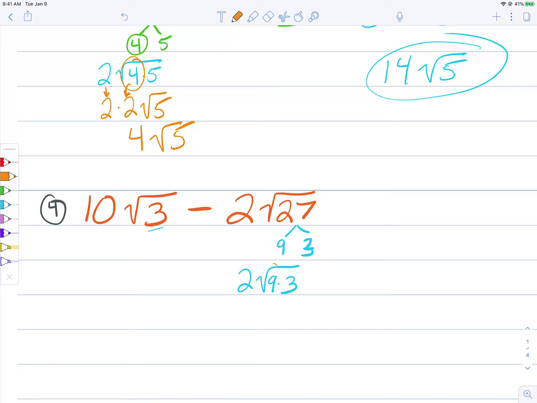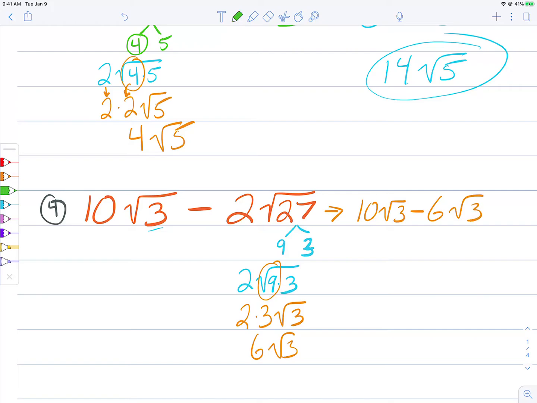I can simplify the square root of 9. So that is 3. And I still have a root 3 with a 2 in front. If I combine those, I get 6 root 3. So now my problem says 10 root 3 minus 6 root 3. My roots match, and 10 minus 6 is 4 root 3s. So I have now combined my common roots.